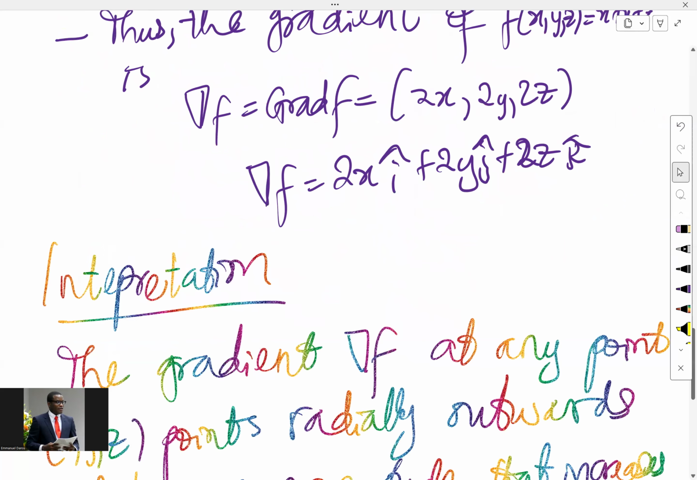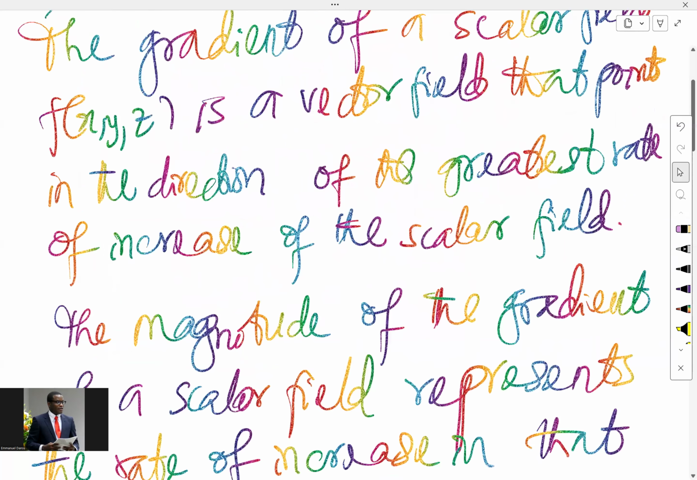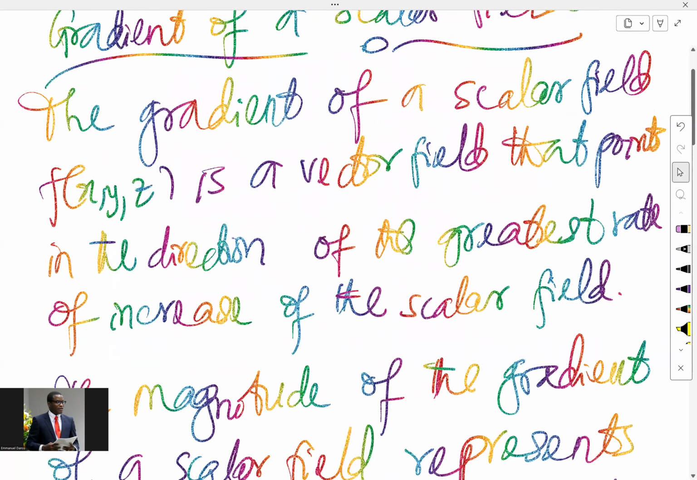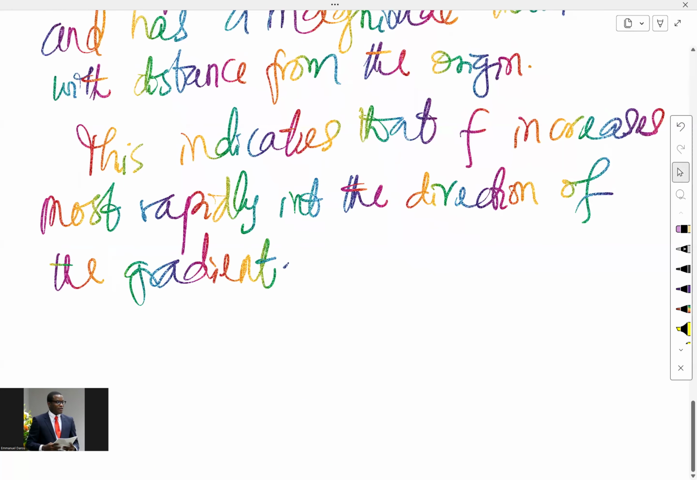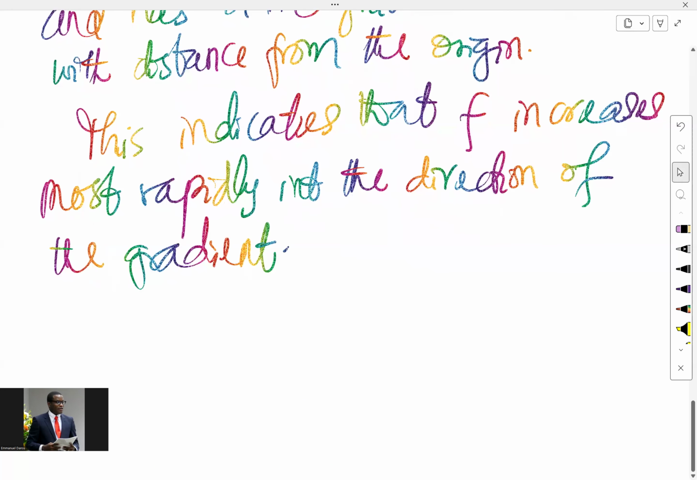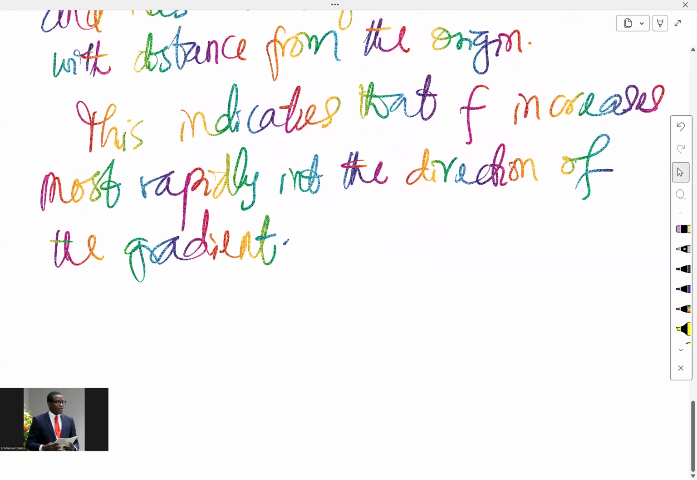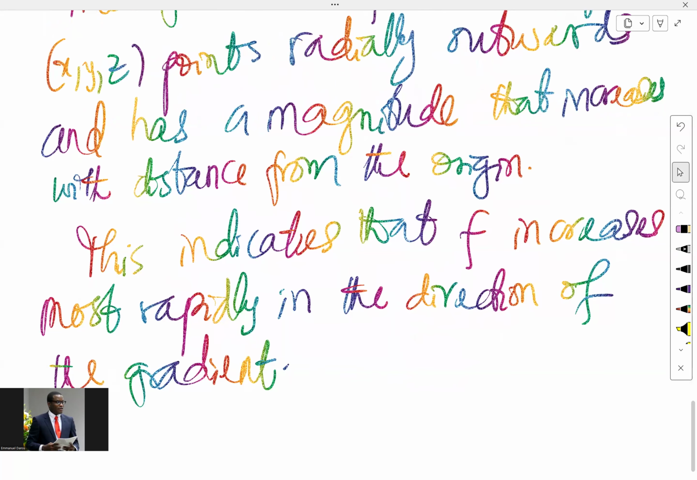Because we said it is the point where it's actually a vector field that points in the direction of the greatest rate of increase. So this aligns with what this interpretation is saying. It indicates that f increases most rapidly in the direction of the gradient. Okay, so that's about the gradient of a scalar field.